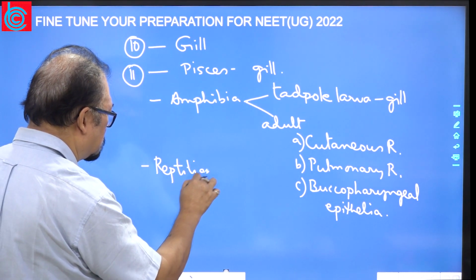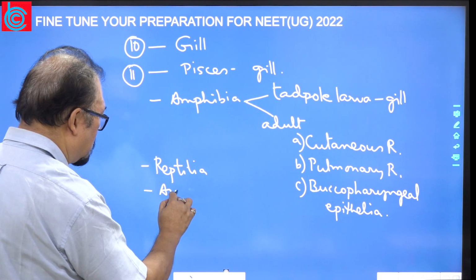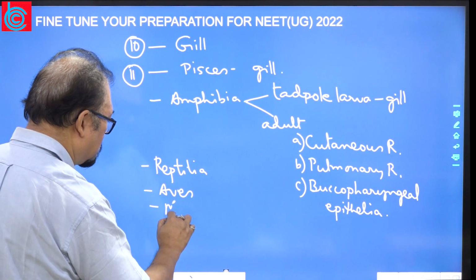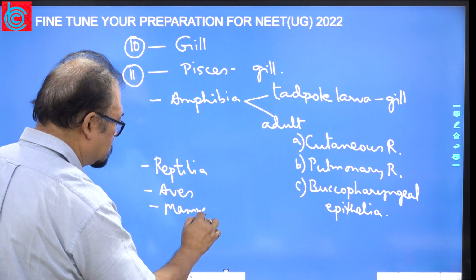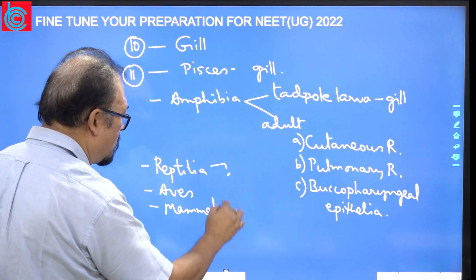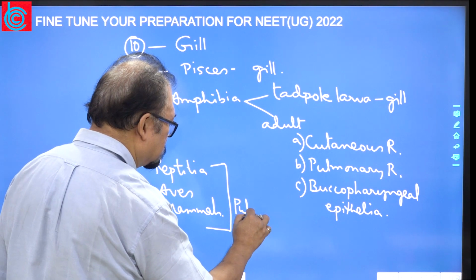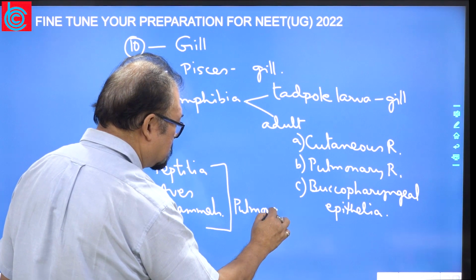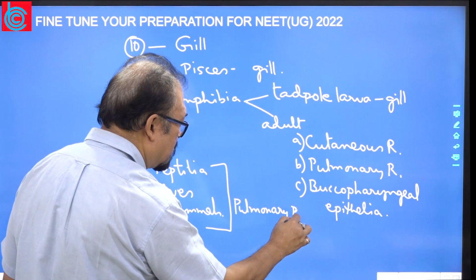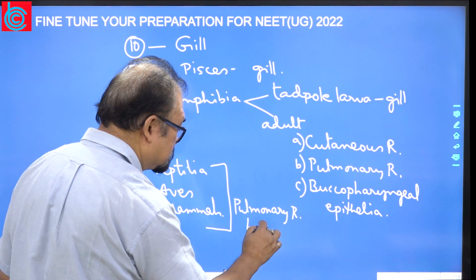Reptilia, birds, and mammals. In all these three groups present the pulmonary respiration. By lungs.